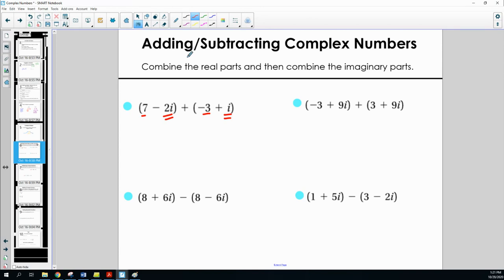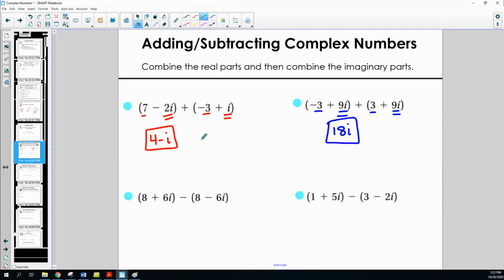So we're just going to combine like terms. 7 plus -3 is going to give me 4. -2i plus i is going to give me -i. In this second example, we're going to do the same thing. We look at our real parts, -3 and 3. If I add -3 plus 3, that's going to be 0, so they're going to cancel out. And then I have 9i plus 9i, so that's going to give me 18i.